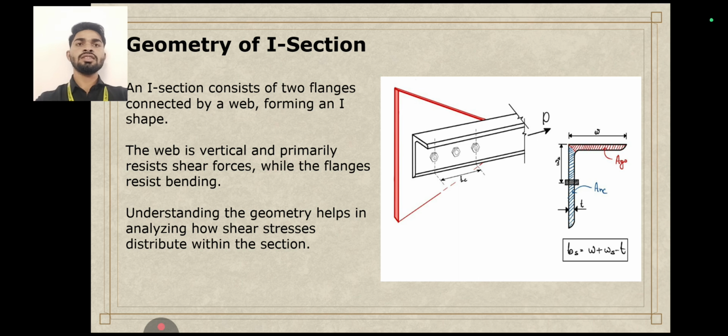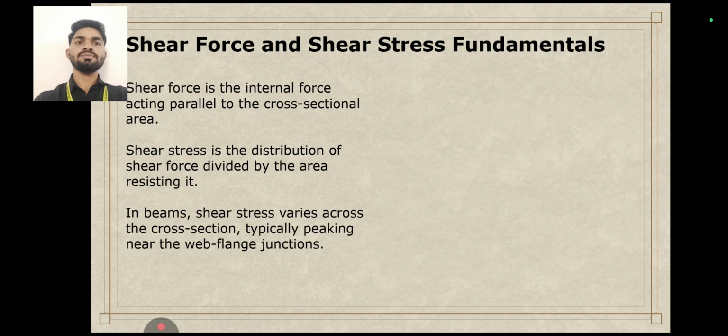Geometry of the I section. An I section consists of two flanges connected by a web, forming an I shape. The web is the vertical part that primarily resists shear force, while the flanges resist bending. Understanding the geometry helps in analysis of shear stress distribution within the section.